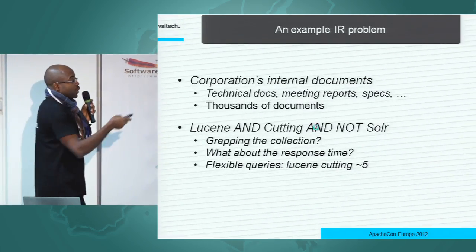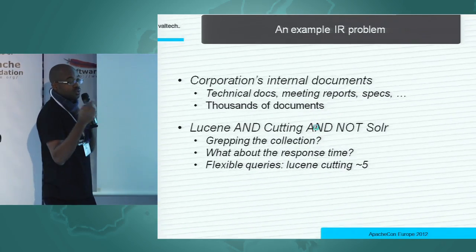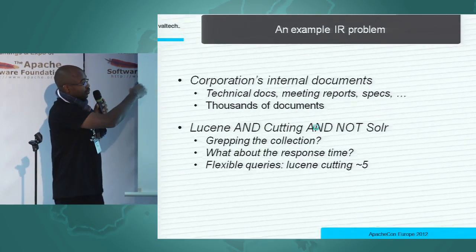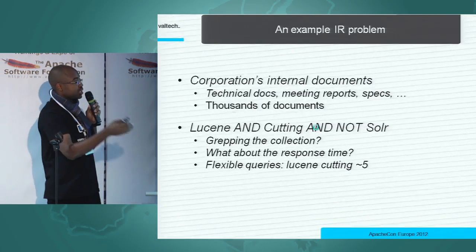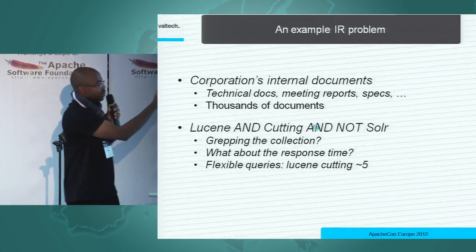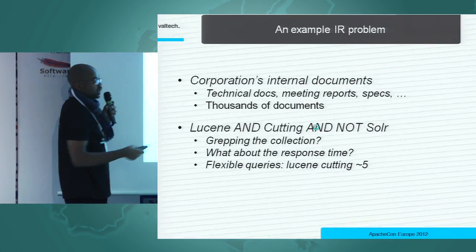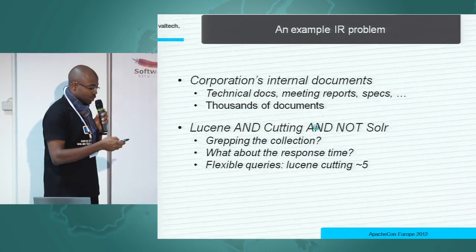And one way to find this is to grep the collection. That is, it's like the grep command in Linux. But this will not be effective. And the question people ask when they build a system is to give a response in an acceptable time. And also you should be able to respond to flexible queries like Lucene and Cutting within a slot of 5 words.